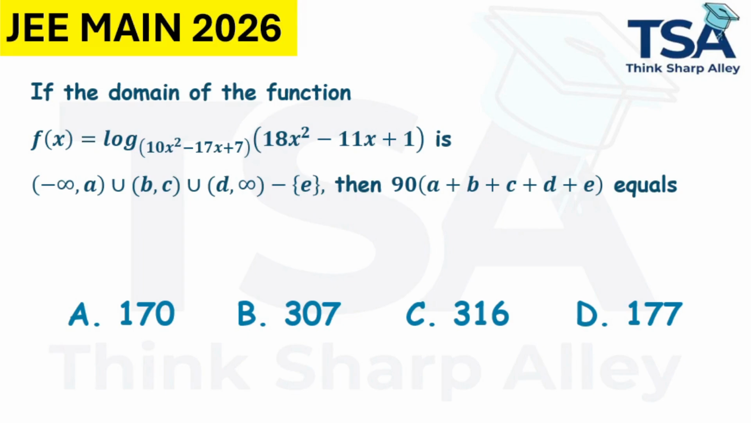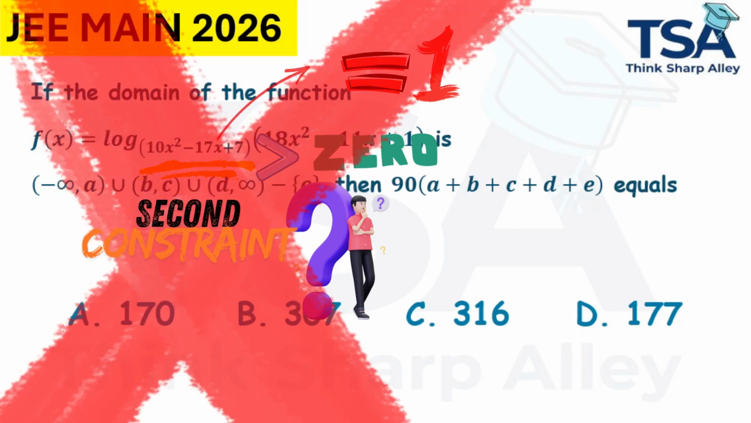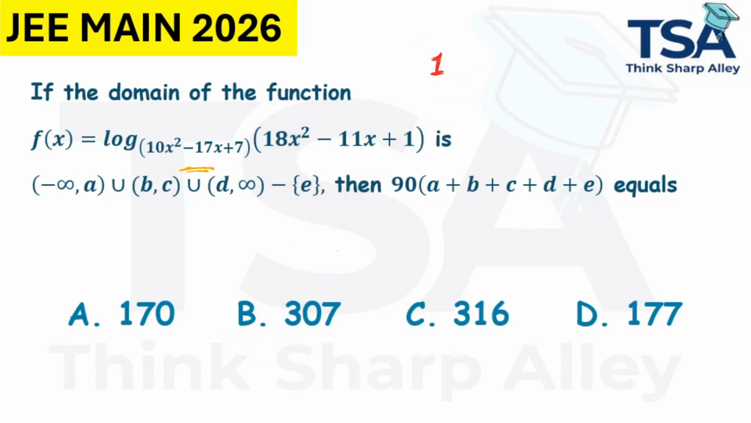Look directly at the base of this logarithm, which is 10x squared minus 17x plus 7. Most aspirants will carefully set this greater than 0, but completely miss the hidden constraint that completely invalidates a log base. What single rational value forces the base to equal exactly 1 and destroys your entire domain calculation? If you can isolate that hidden point right now, you won't fall into the paper setter's bracket trap.